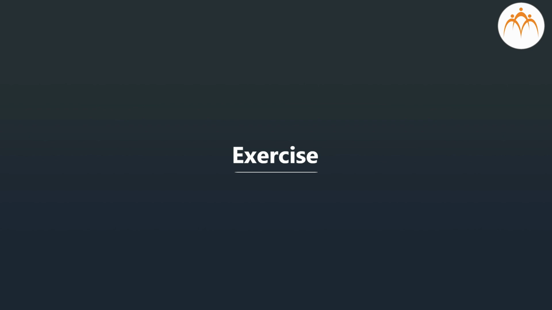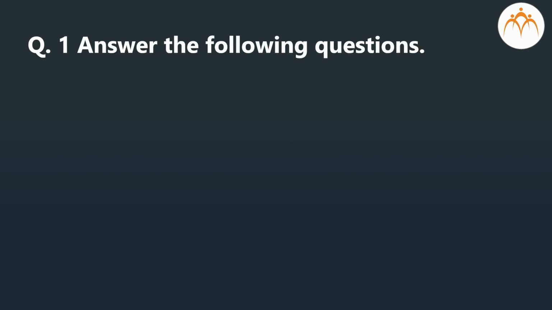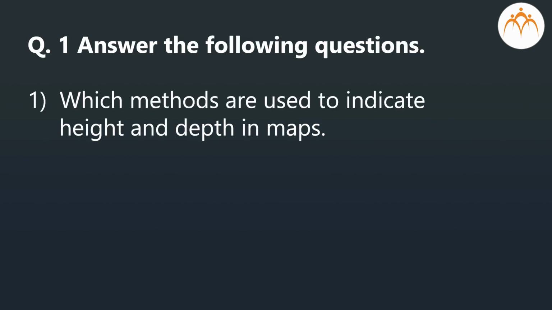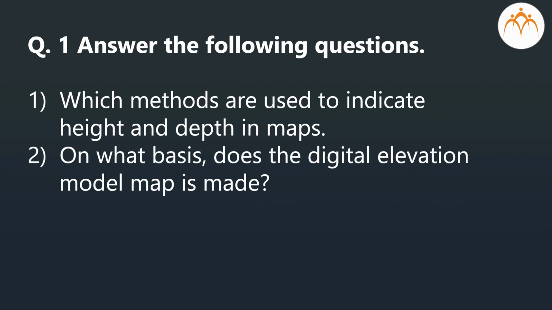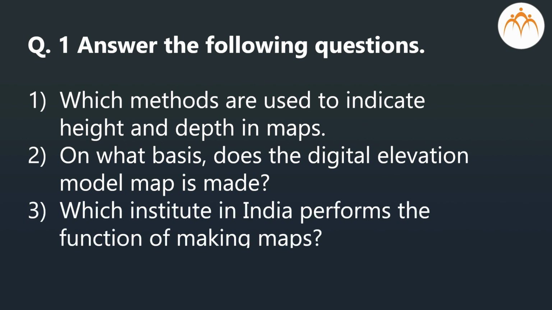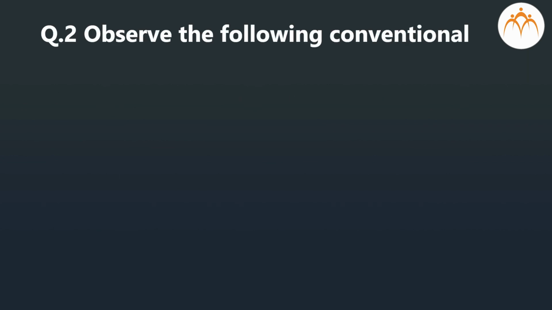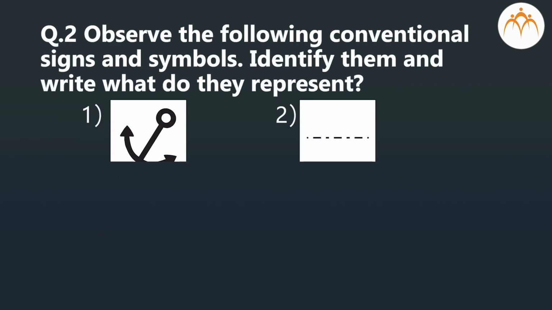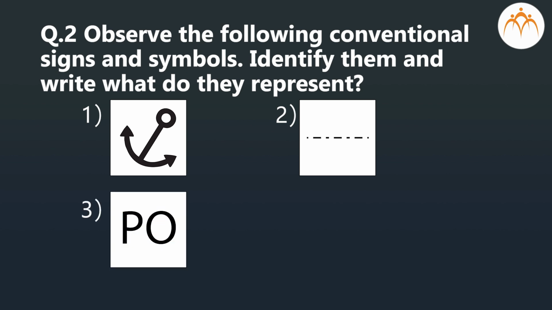Exercise. Answer the following questions. Which methods are used to indicate height and depth in maps? On what basis is the digital elevation model map made? Which institute in India performs the function of making maps? Observe the following conventional signs and symbols, identify them, and write what they represent.